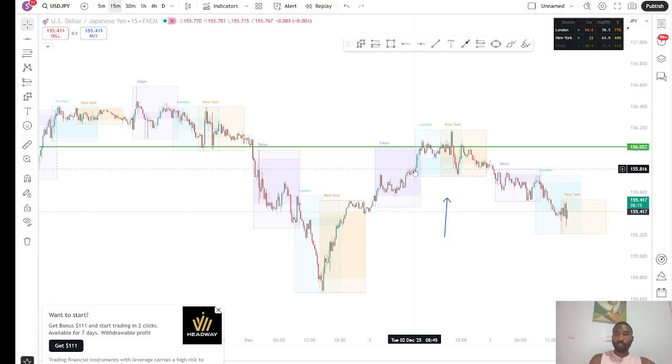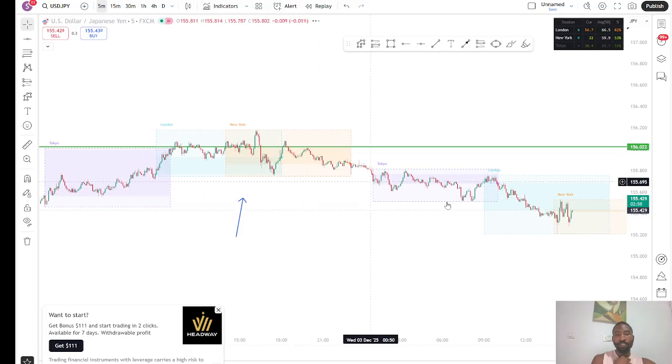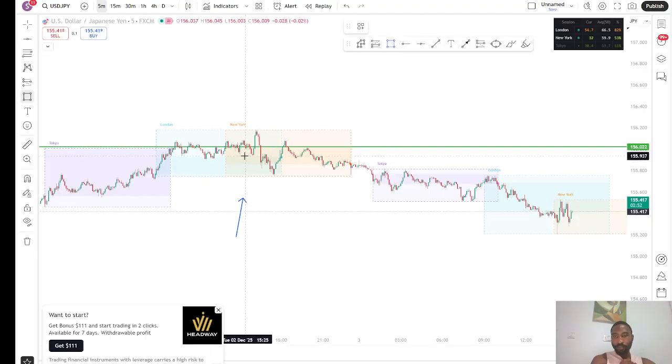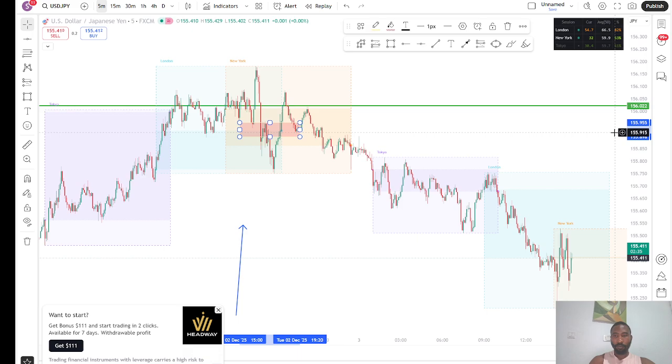Again, you can check this on a 5 minute time frame, or you can also check this on a 15 minute time frame, depending on the time you're trading at, or depending on what the time frames are telling you. So again, this was my entry.